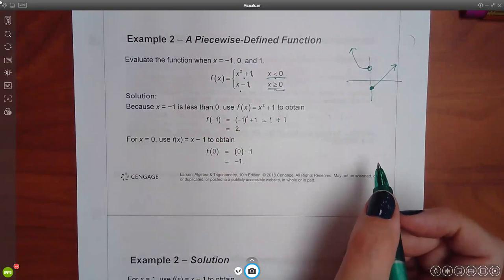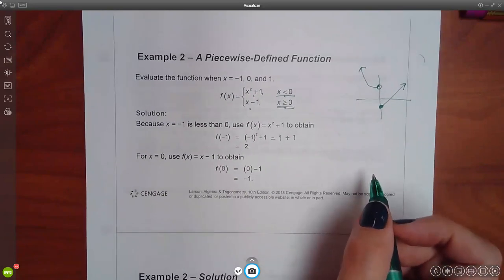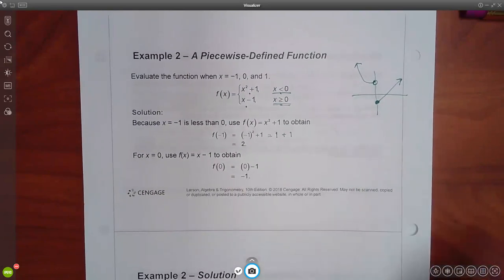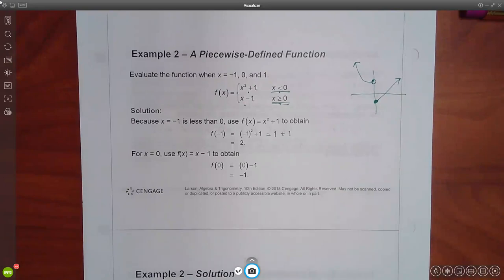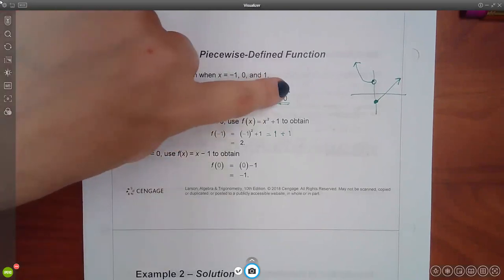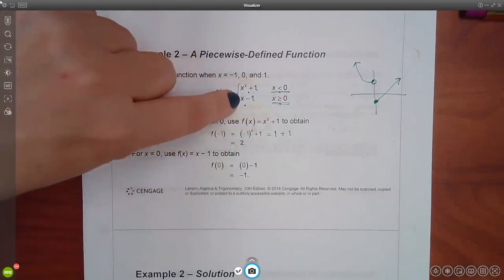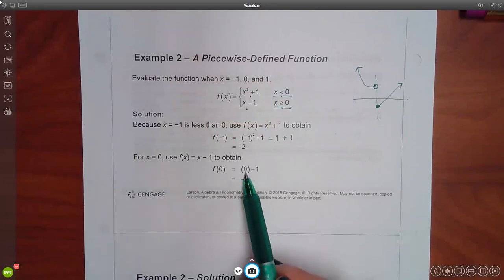Now, zero. That was the harder one. Which section does zero live in? The top one or the bottom one? Why the bottom one? Because of the equal bar, right? It's not over here. It's not saying it could equal zero, but this one is. So you put it in that one. So they just put zero minus one and it gets the negative one.